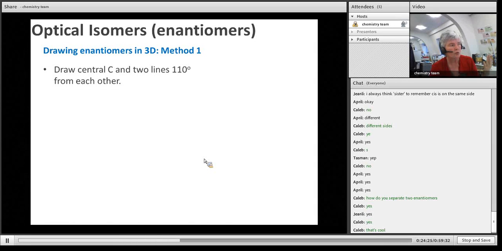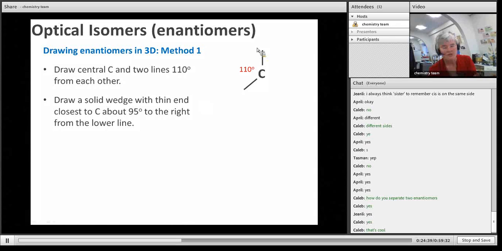So you draw your chiral carbon, and the bond angle is approximately 110 degrees. I know it's 109 degrees, but just do it approximately. That's all in the plane of the paper, so remember it's tetrahedral, so you now want a bond coming out of the paper and a bond going into the paper. At a smaller angle, around 95, you show a bond coming out of the paper by having a thin wedge closest to the carbon, and the thick end of the wedge coming out. That's trying to show this bond coming out of the paper.